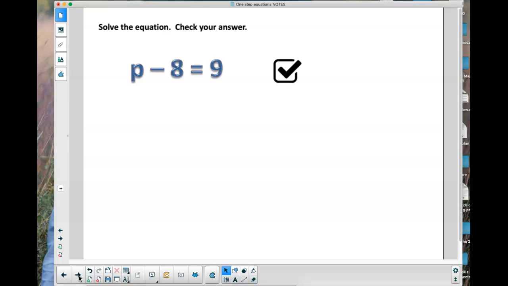Draw a line by the equal sign. So we put the line there. Our goal is to get the letter by itself. So I need to get this letter P by itself, so I need to get rid of the minus 8. How do we get rid of a minus 8? Plus 8. So we put plus 8 on each side.